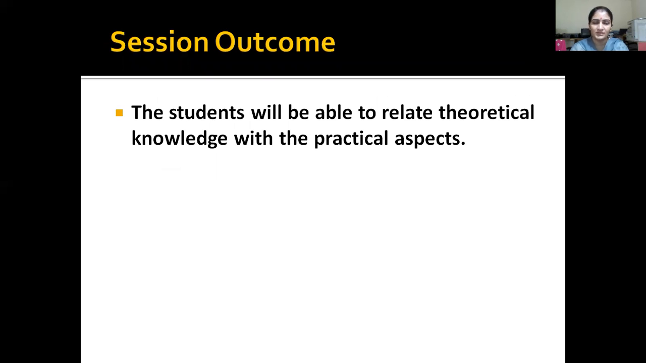Session outcome for the particular session: the students will be able to relate theoretical knowledge with the practical aspect. So this is a very important session. The entire theoretical concepts we have learned in this chapter, you are supposed to implement in a practical aspect, and you will learn how these theoretical concepts help us to conduct this practical work in a fluent manner.